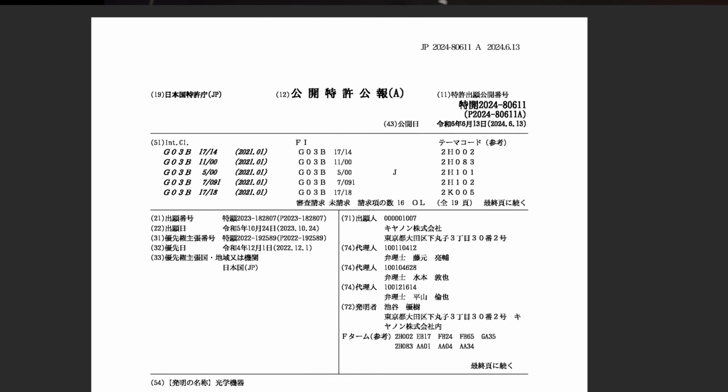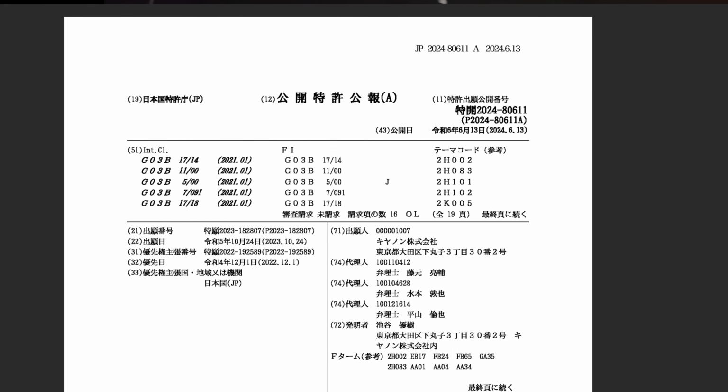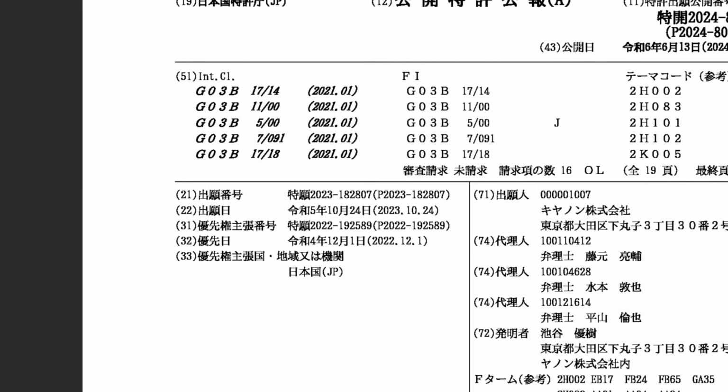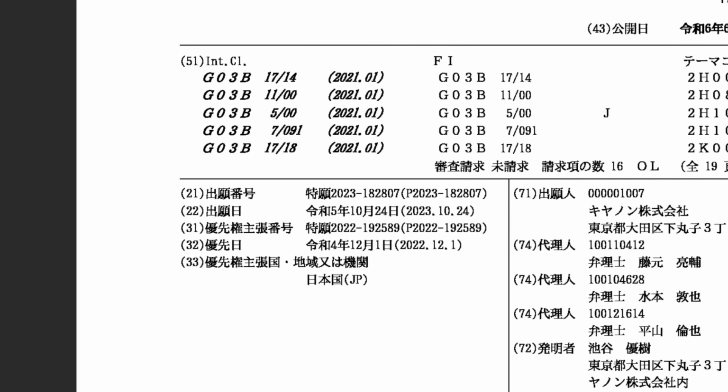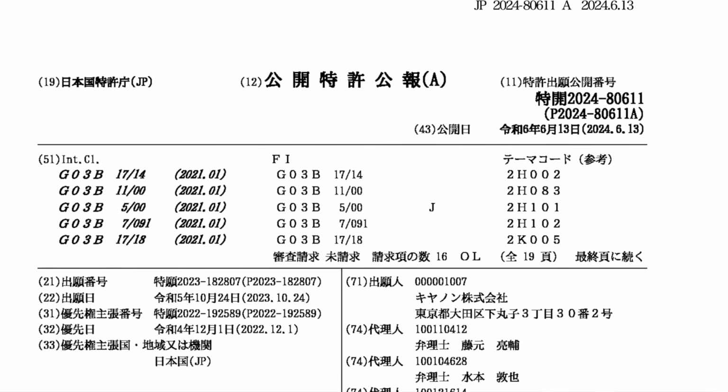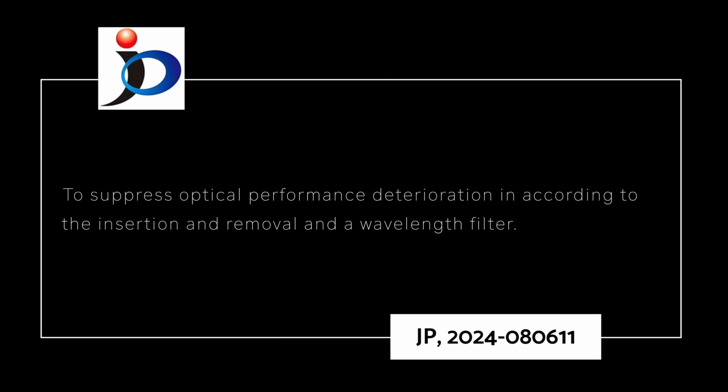In Canon patent filing JP 2024-080611, filed on December 1st, 2022, but later amended on October 24th, 2024, and published on June 13th, 2024, Canon claims to suppress optical performance deterioration in accordance to the insertion and removal of a wavelength filter. What exactly does this mean, you ask?